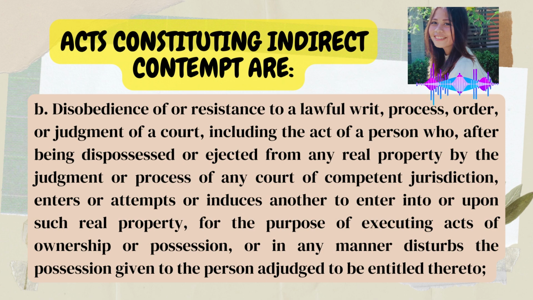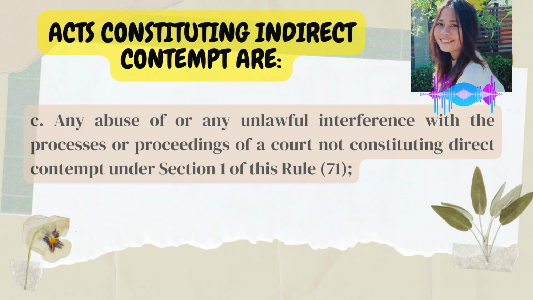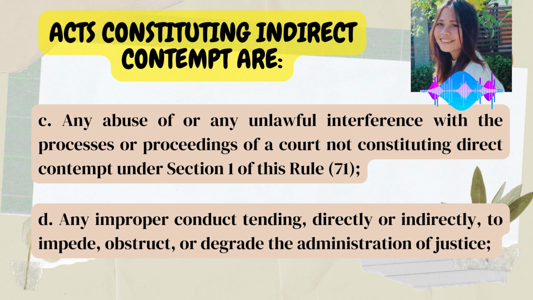of a person who, after being dispossessed or ejected from any real property by the judgment or process of any court of competent jurisdiction, enters or attempts or induces another to enter into or upon such real property for the purpose of executing acts of ownership or possession given to the person adjudged to be entitled thereto. Letter C, any abuse of or unlawful interference with the processes or proceedings of a court not constituting direct contempt under Section 1 of Rule 71.